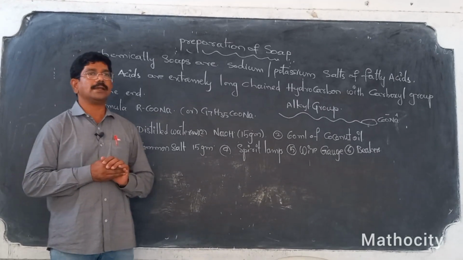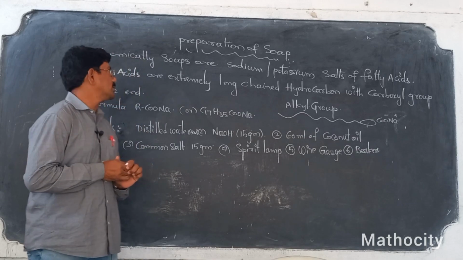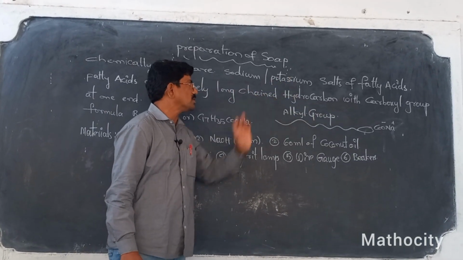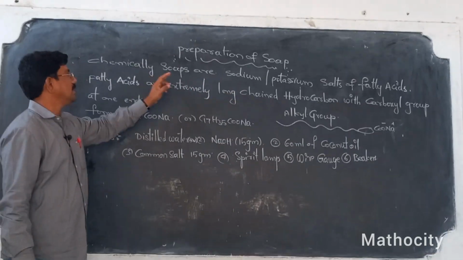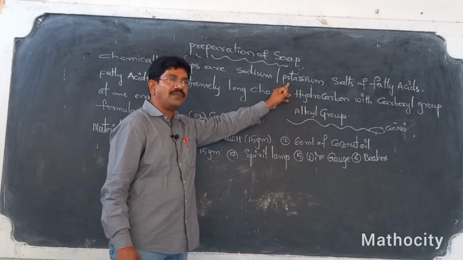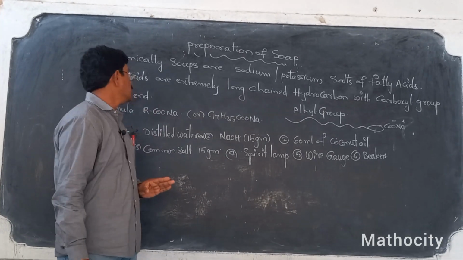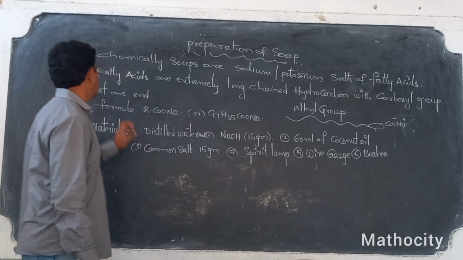In this session we will learn how to prepare soap. Already we studied that chemically, soaps are sodium or potassium salts of fatty acids. The sodium salt of fatty acid we use for cleaning clothes, and the potassium salts of fatty acids we use for bathing. That is the only difference. So chemically, soaps are sodium or potassium salts of fatty acids.